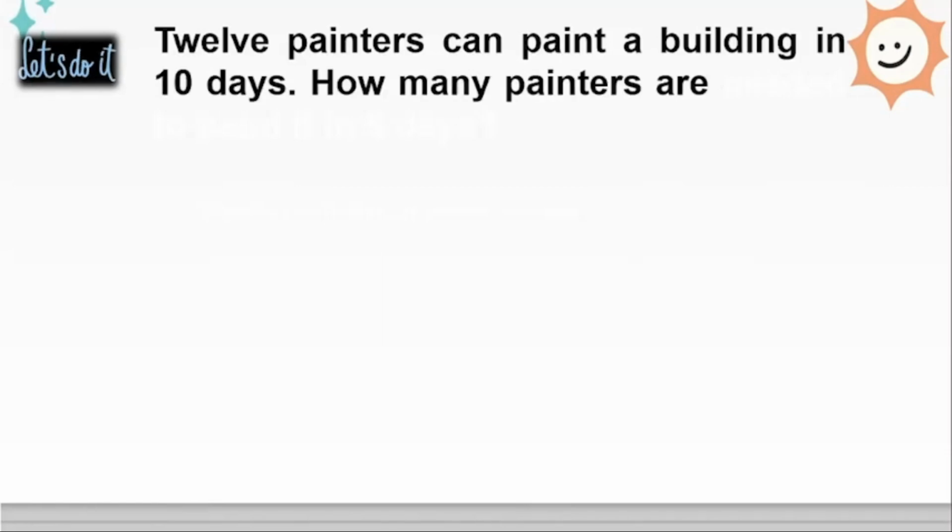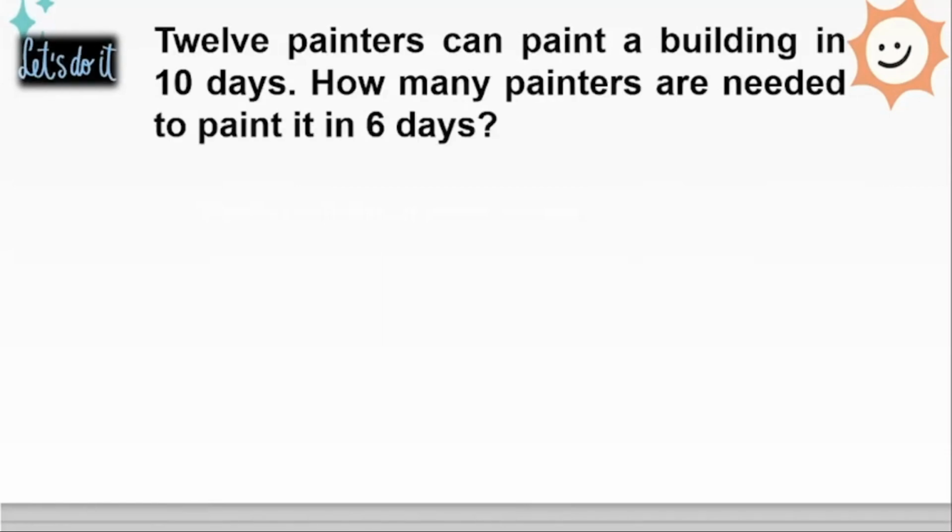12 painters can paint a building in 10 days. How many painters are needed to paint it in 6 days? So from 12 painters, the 10 days that the 12 painters will work, now, if the work is done in only 6 days, how many painters are needed?